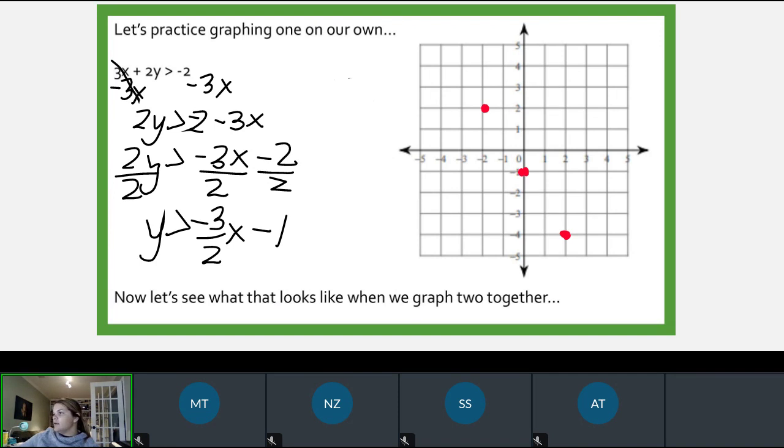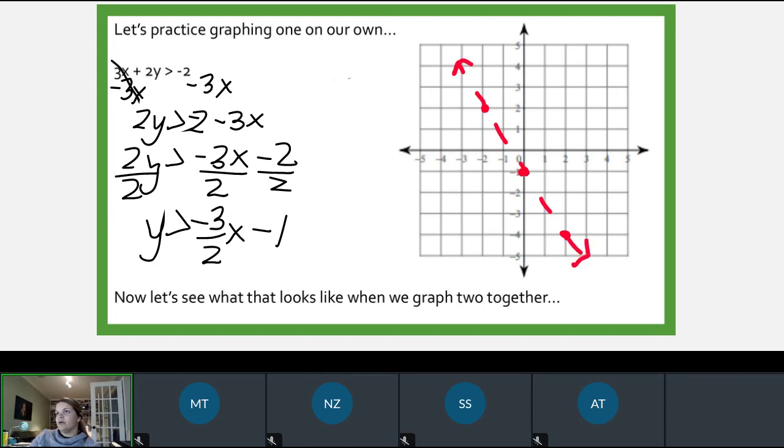What kind of line will I draw through these points? Check out your step number 3. Good. Very good. Dotted, because of my inequality sign.